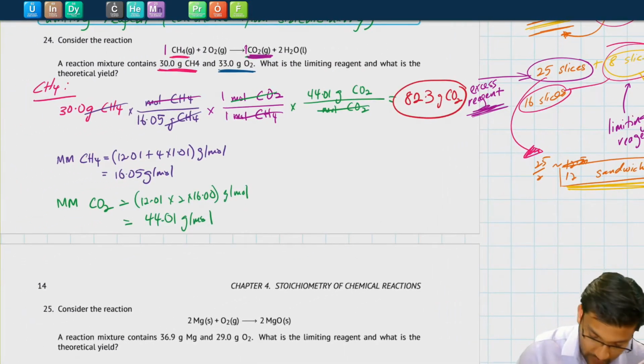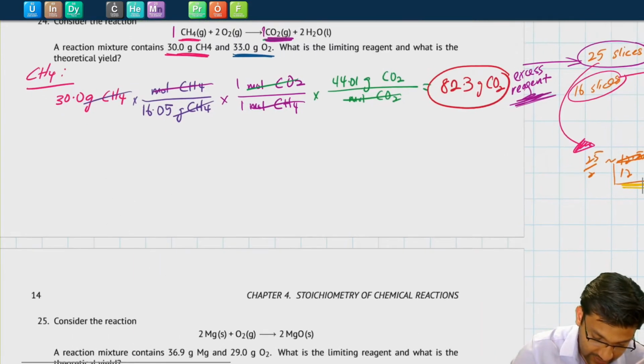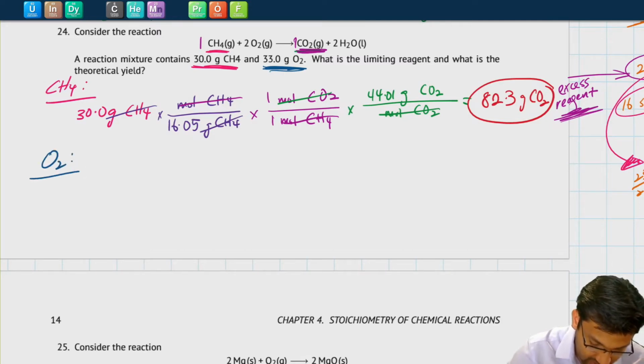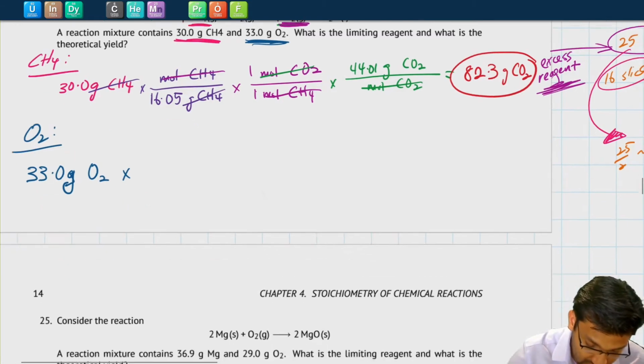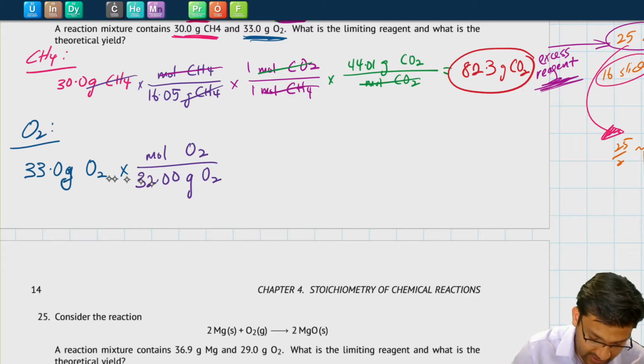All right, so now let's clear some space here. Now that we've used the methane, let's look at the oxygen. Let's see how much product we can form if we start with our oxygen. So oxygen, let's do our stoichiometry calculation. We start with 33.0 grams of oxygen. The molar mass of oxygen, so that we can convert from the mass of oxygen to the moles of oxygen, is 32.00 grams of oxygen per mole of oxygen. Remember, this is just 2 times 16, so that's how we get the 32.